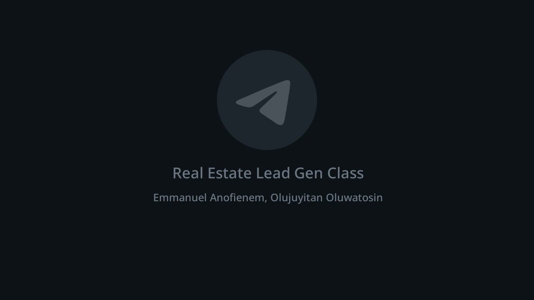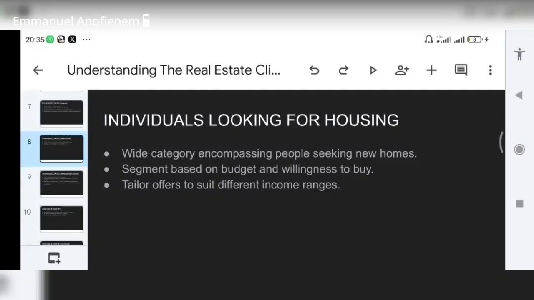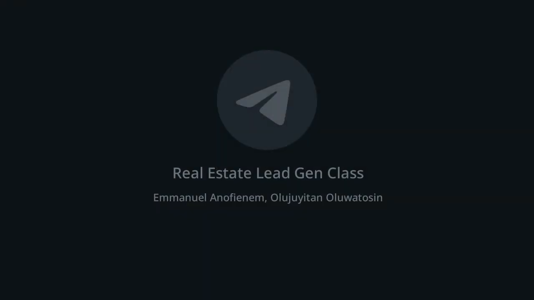So if this one is for mid-income earners, you communicate this offer in a way that appeals to a mid-income earner. Very important. So that's what I mean by segment based on budget. The way you segment it is according to the price range of the property. So don't go and target people that are very wealthy when the property you're promoting is not for them, because this particular property is for individuals looking for housing.